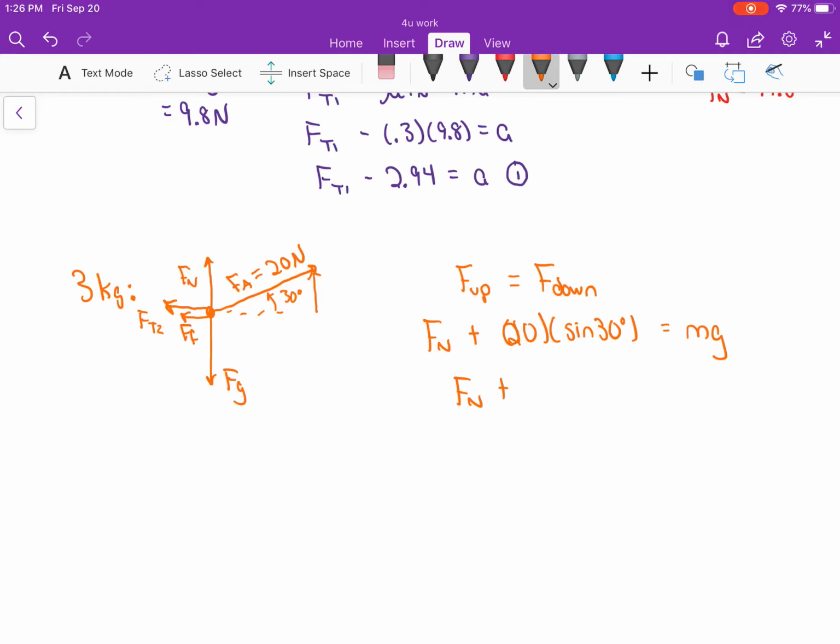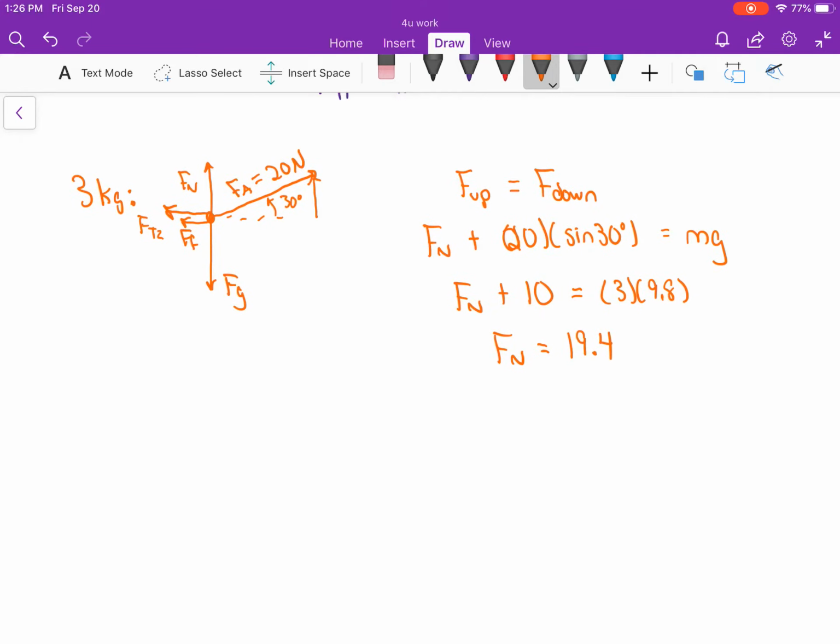The applied force was supposed to be 20. 20 times sine 30, that's the 10. I was kind of looking ahead, is equal to 3 times 9.8. When I clean that up, 3 times 9.8 is 29.4. Flip the 10 over to the other side, I get that the normal force is 19.4.